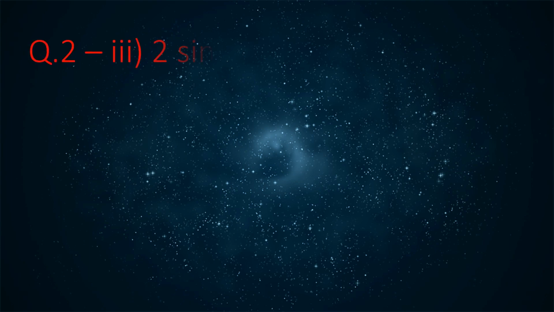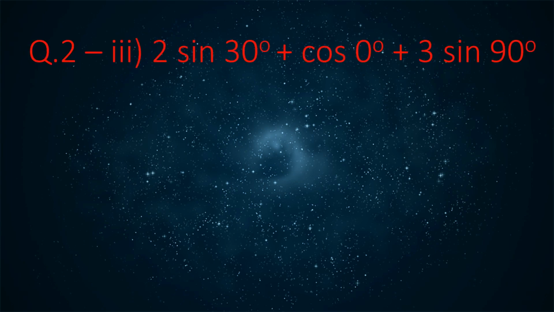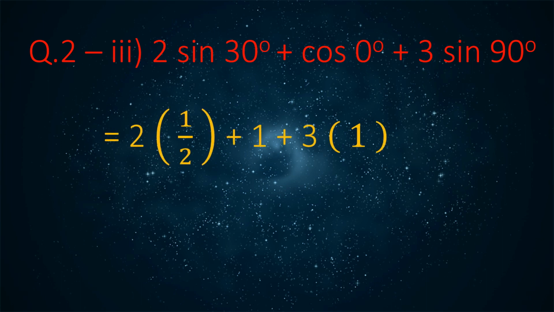Question number 2, third question is 2 sin 30 plus cos 0 degree plus 3 sin 90. The values are given. Now 2 into half is 1 plus 1 plus 3, which will further give us 1 plus 1 plus 3 is 5.